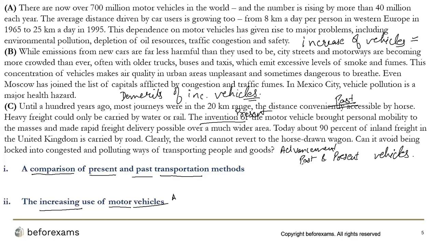So let's now try to figure out the answers. Increase of vehicles, increasing use of motor vehicles. This will be our answer because we didn't find any information in other passages. So A is our answer there. Comparison of present and past transportation methods. Okay, so it is talking about present and past. It was talking about past and present vehicles. Is there any other paragraph which was talking about past and present vehicles? No, there was not. So the answer of this will be C.